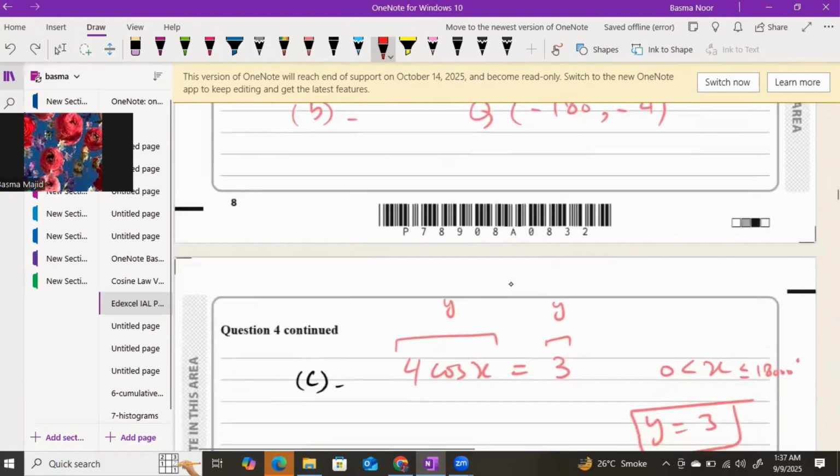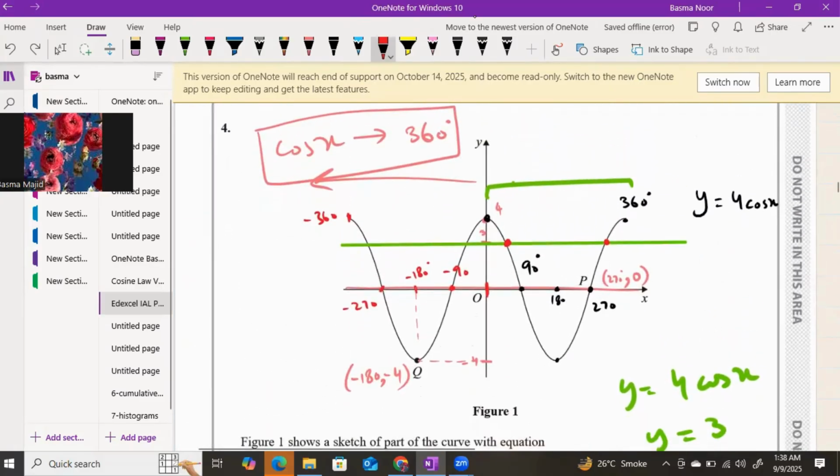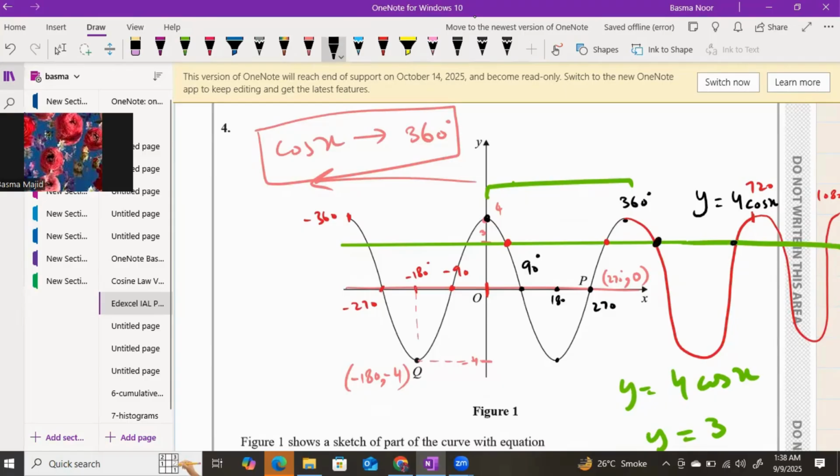But we have to check it till 18,000 degrees. If I draw another curve here like this, it will end at 720, and another curve will end at 1080. So the line will again be cutting at these points, 1, 2. For the first curve you got 2 solutions, for the second curve 2 solutions, for the third curve 2 solutions. For each curve you are getting 2 solutions. Similarly, we have to go till 18,000.